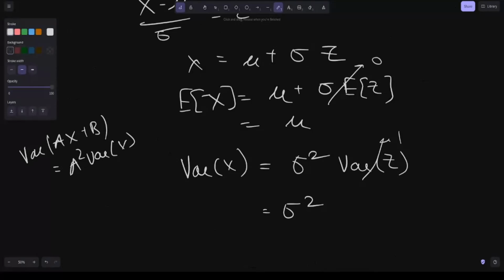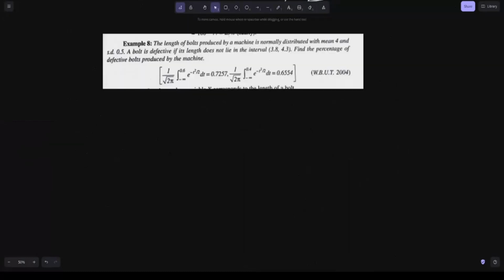Now we are going to talk about something in very detail, 2-3 sums and how to solve them basically. Okay, so let's try to solve this kind of sums. We'll do one sum, two theory. The length of the bolts produced by a machine are normally distributed. So let's try to write the details as we go on. Mean is 4, SD is 0.5, find the percent of bolts whose length lies in this range, and these are your useful stuff, right?